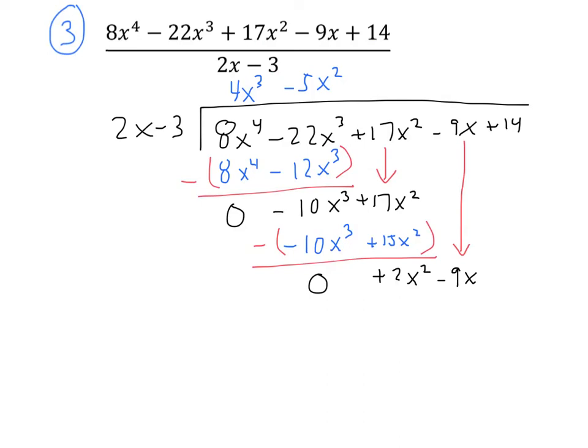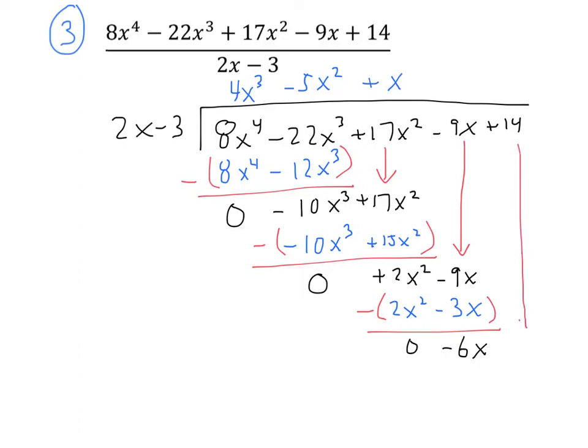All right, so how many times does 2x go into 2x squared? Well, just 1x, or plus x, times. All right, let's multiply x by this 2x minus 3. That would be 2x squared minus 3x. Again, we're going to repeat the process. Let's subtract. So 2x squared minus 2x squared, that's 0. And then negative 9x minus a negative 3x, that's negative 9x plus 3x. So that would be negative 6x.